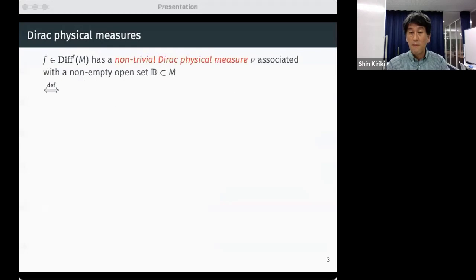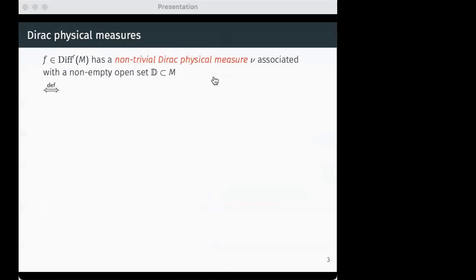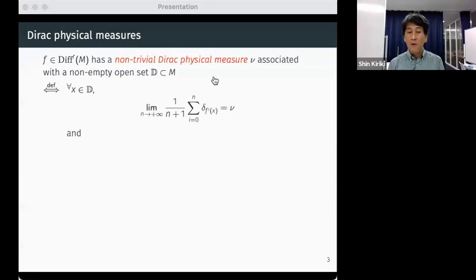In addition to the historicity of the wandering domain, we also have observed another property called Dirac physical measure. The idea of Dirac physical measure is opposite to the idea of historic behavior, and it is more traditional and popular than that of historicity. Definition: we say that a map F defined on M has a non-trivial physical measure nu associated with a non-empty open set D in M if, for any point X in D, the average of the Dirac measures supported on the forward orbit of X converges to nu as n goes to infinity. And moreover, the support of nu is equal to a saddle periodic point orbit.